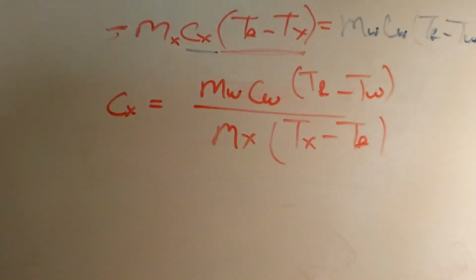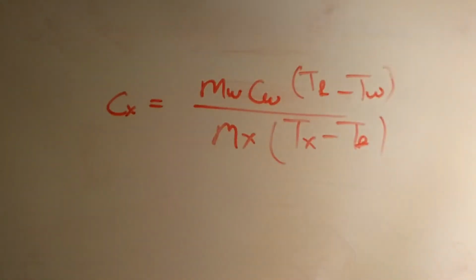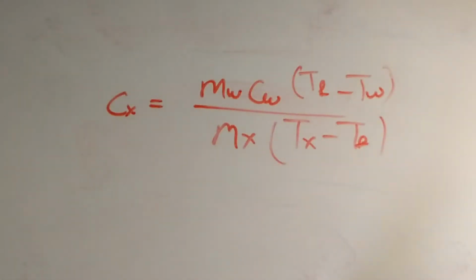Now let's solve a problem. As always, I will post the problem down in the description. So let's see. A 0.05 kilogram ingot of metal is heated to 200 degrees Celsius and then dropped into a calorimeter containing 0.4 kilograms of water, which is at 20 degrees Celsius. The final equilibrium temperature of the mixed system is 22.4 degrees Celsius. Find the specific heat of the metal.